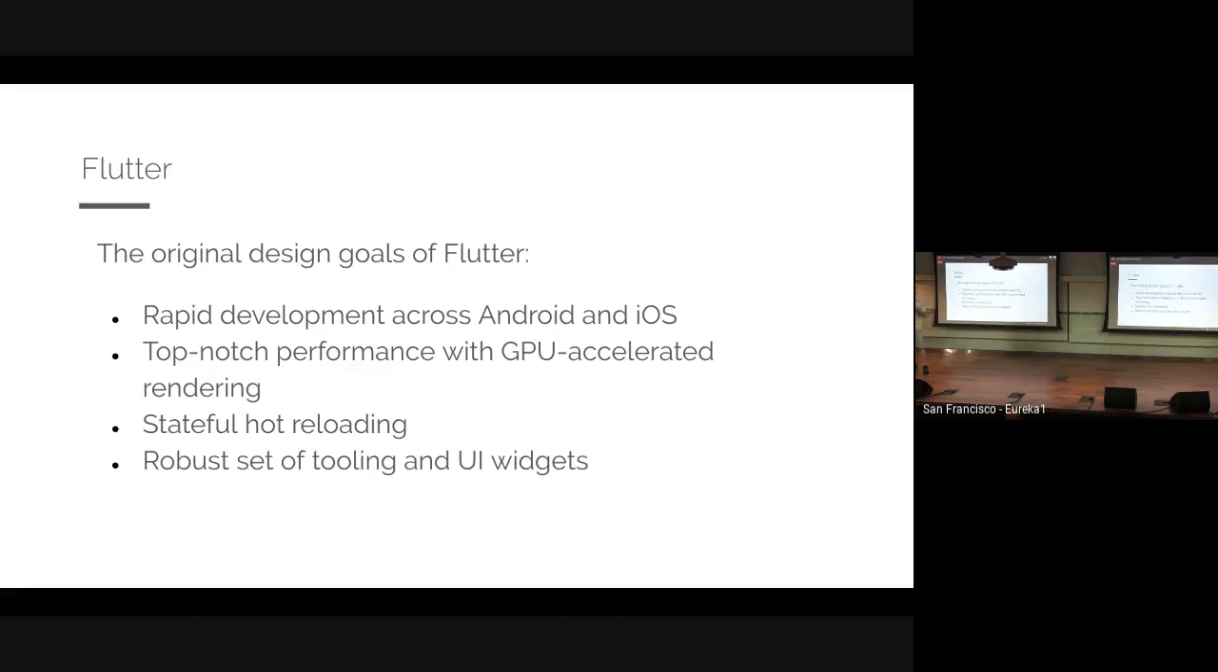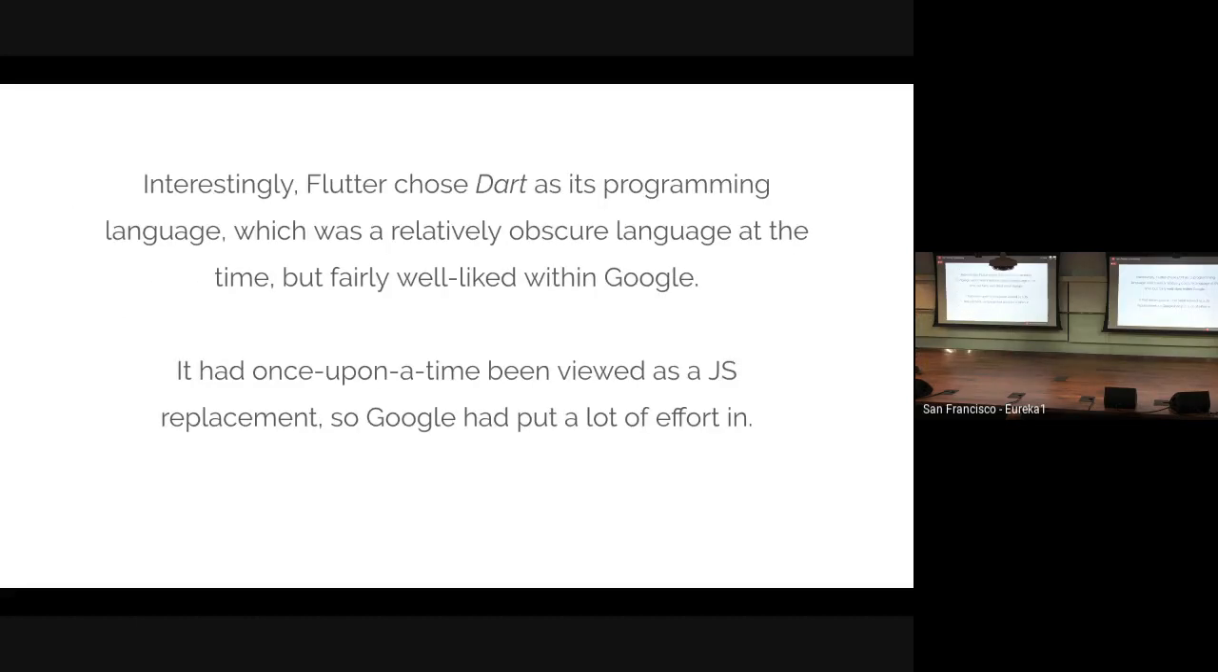But it has all the modern stuff we would expect at that time, stateful hot reloading, and it came with a robust set of tooling out of the box, UI components and everything, right? I think it was really interesting that Flutter chose Dart as its programming language, which was a relatively obscure language at the time. But it's key to know that internally, Google had been betting on Dart for years, and it wasn't winning on web, right? It was initially aimed at, we're gonna replace JavaScript, and we're gonna ship a Dart VM with Chrome and everything. And that did not gain traction for whatever reason.